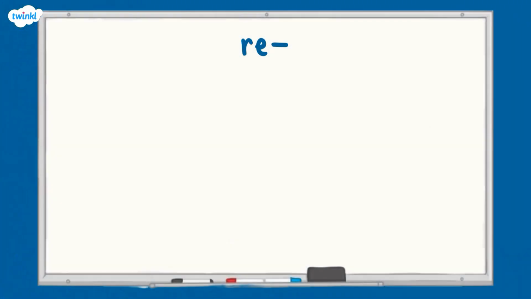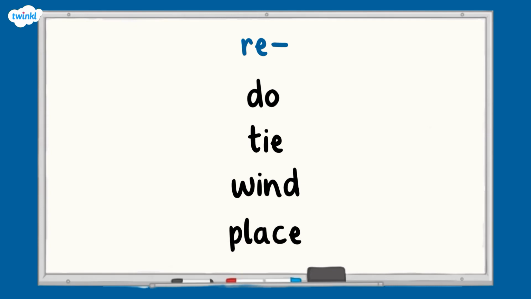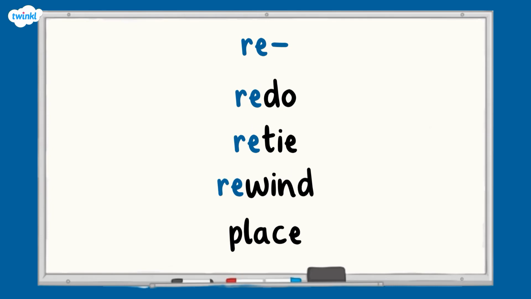For example, re can be added to many verbs, including do, tie, wind, and place, to form redo, retie, rewind, replace. Adding re to the beginning of a verb means to do the verb again. When you say you need to redo something, the prefix re implies that the task has already been done and now it needs to be done again.